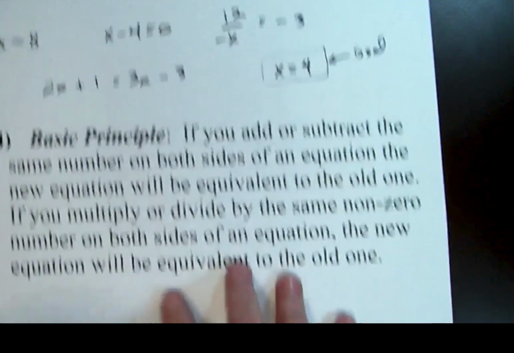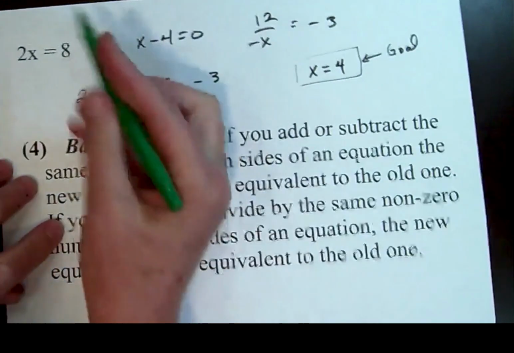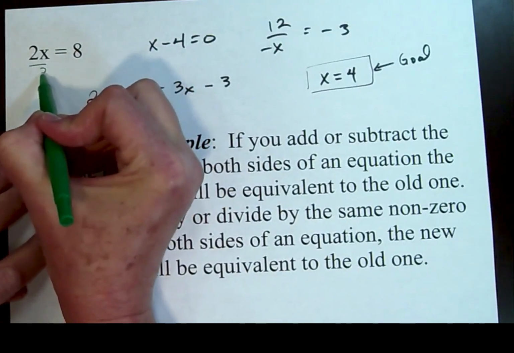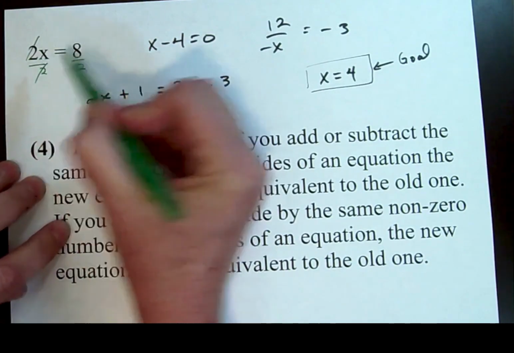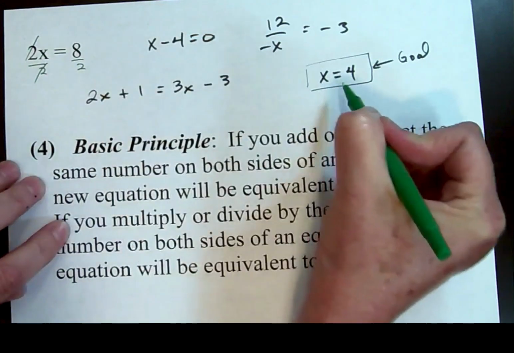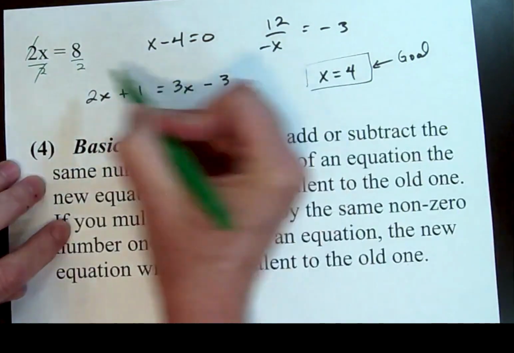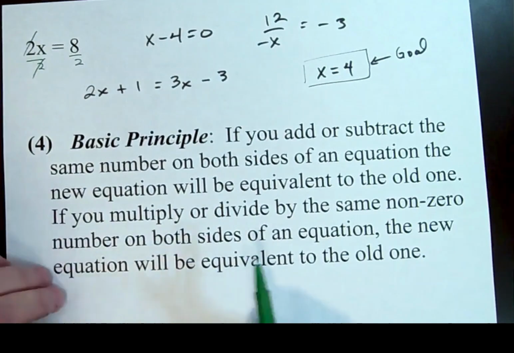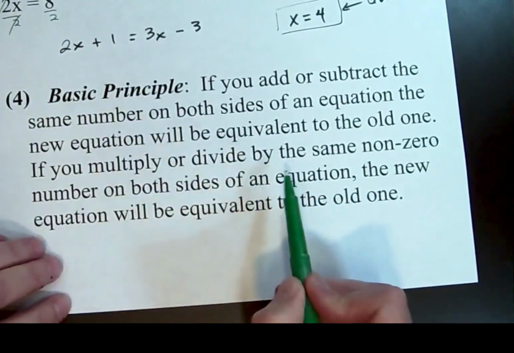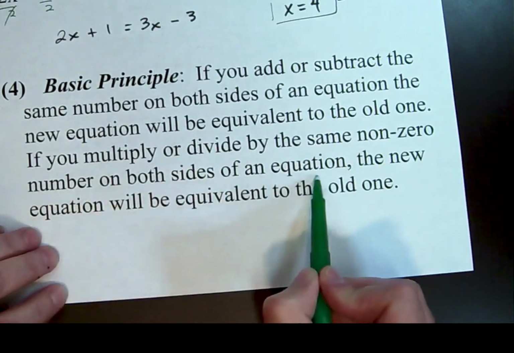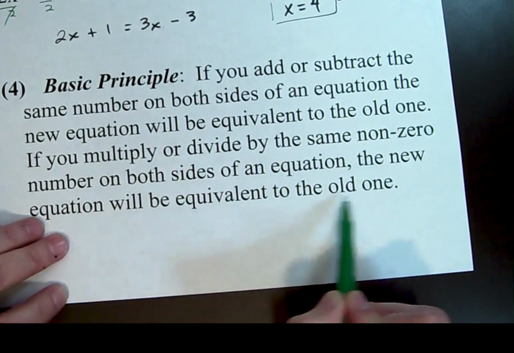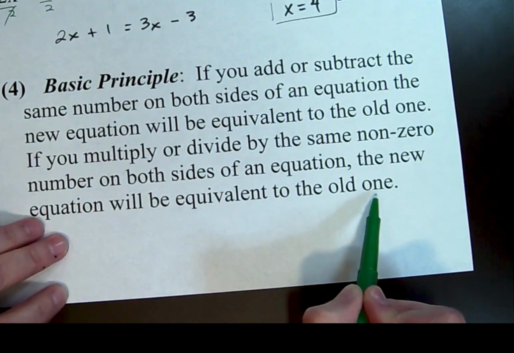So for example, up here, if I divided both sides by 2 to get x by itself, then I would have this goal equation, right? This would turn into x equals 4. And that's allowed. The basic principle says if you divide by the same non-zero number on both sides of the equation, the new equation will be equivalent to the old one. Equivalent not meaning it's the same equation, but it has the same solution.